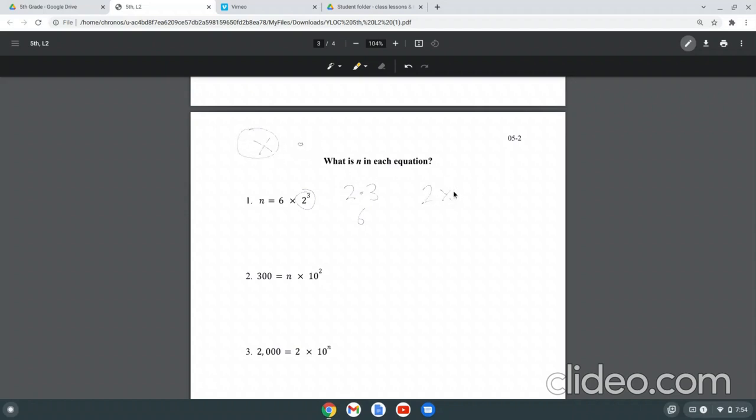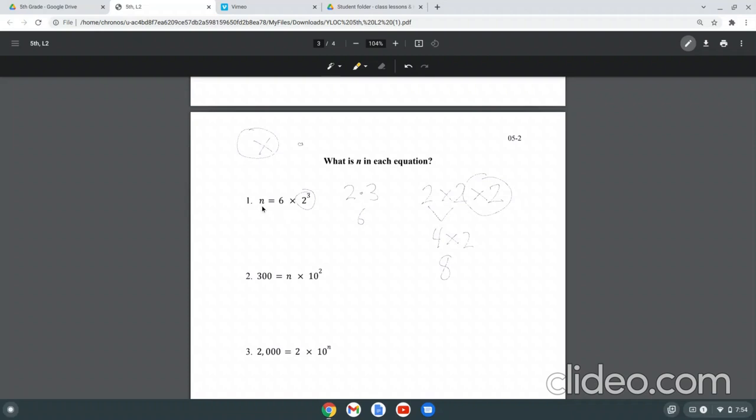So 2 times 2 times 2. This is not the same as this, since you have to multiply them each by 2. So this one is 2 times 3, which is 6. But this one, you have to do 2 times 2. That's 4. And then you have to multiply it by 2 again, times 2, which is 8. So 6 and 8 are totally different. You have to know how to multiply this by the same number.